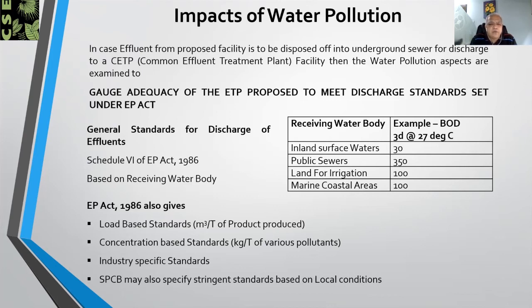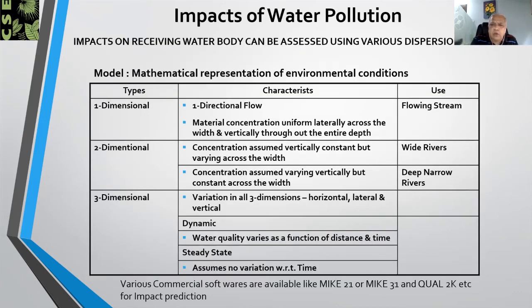Now there are other standards specified in the Environment Protection Act, which are load based standards, concentration based standards, industry specific standards, or the State Pollution Control Board may itself specify more stringent standards. Now the other scenario is when the proponent is proposing to dispose of its effluent into a natural water body directly, that is through a pipeline.